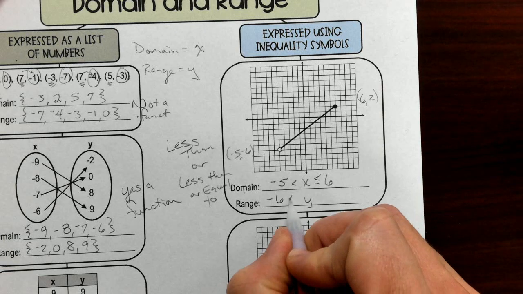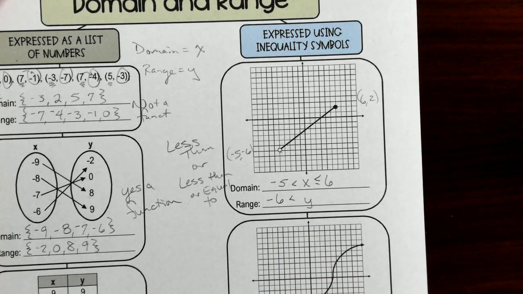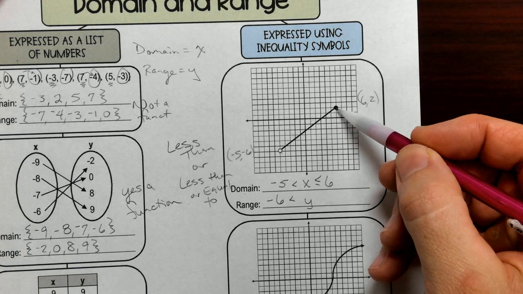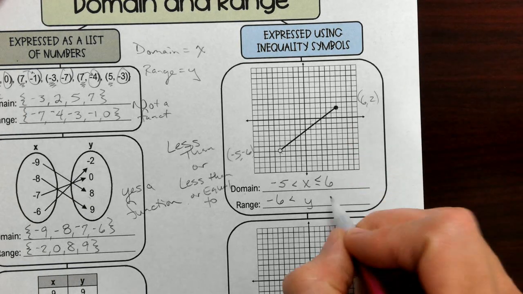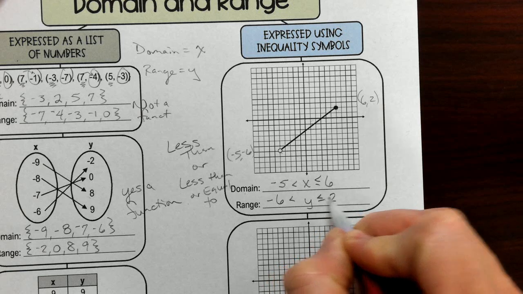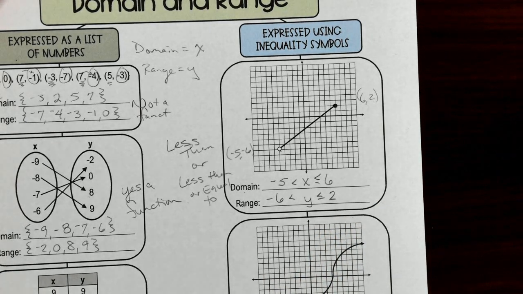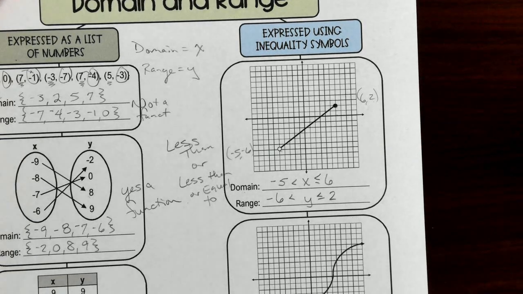That's still an open circle, so it's not equal to. And now I find the highest point on the graph, which is going to be up here, at +2. And again, Dara tells me that that circle is shaded in, so the inequality symbol is equal to. Great job. Okay, so let's go to number 2.